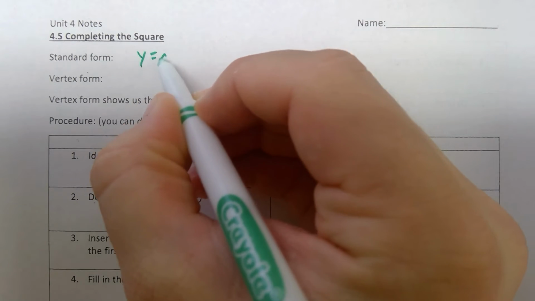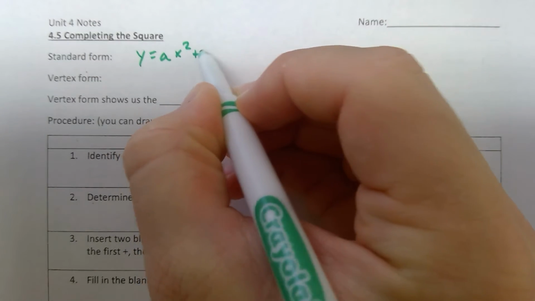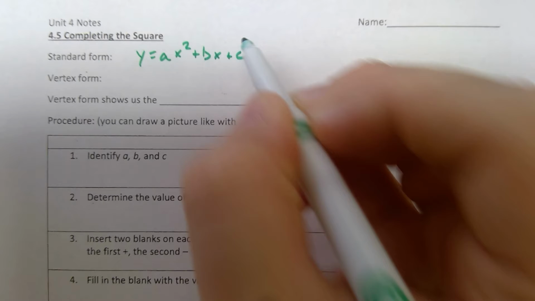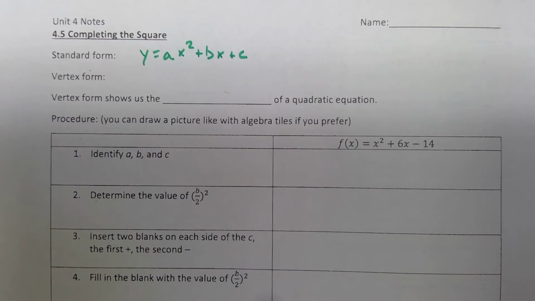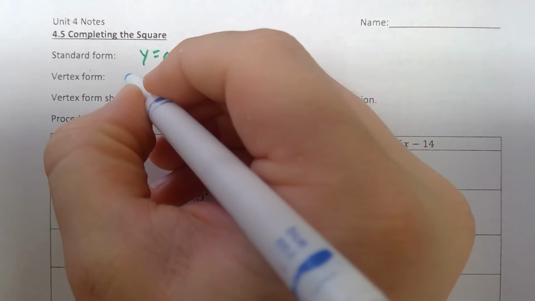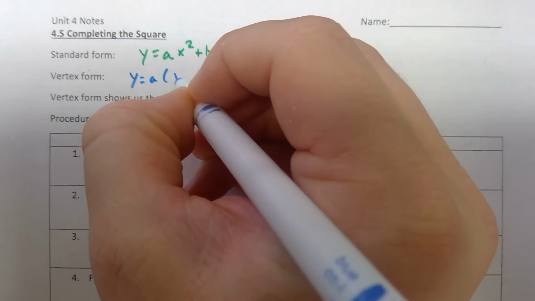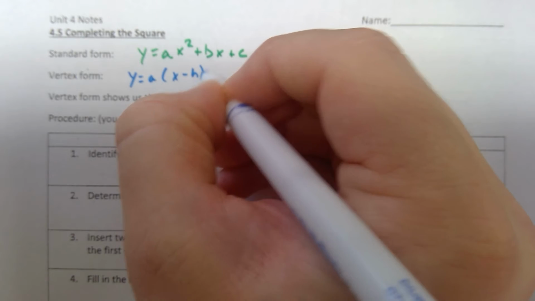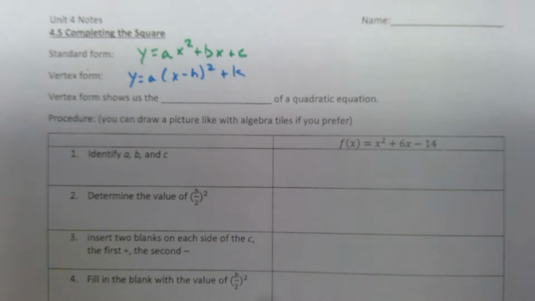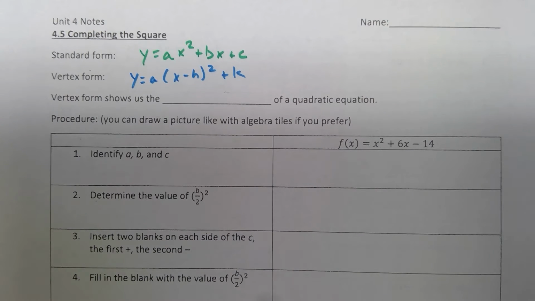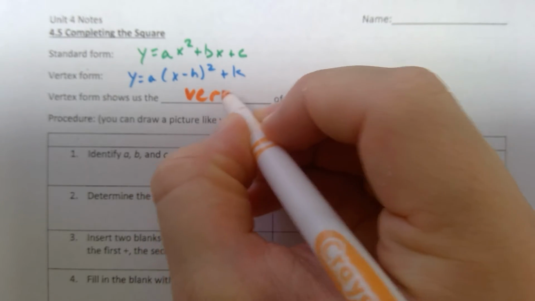So just as a reminder, our standard form was y equals ax squared plus bx plus c. And we're going to take this into vertex form, which we have seen before, which is y equals a times parentheses x minus h squared plus k. Now, if you recall, what will vertex form show us from a quadratic equation? Hopefully you said that the key feature that vertex form will show us is the vertex.